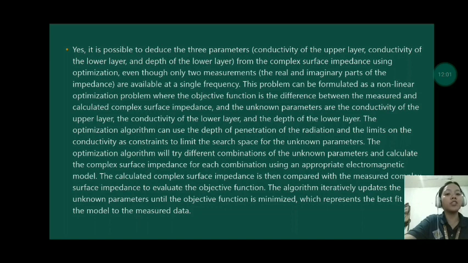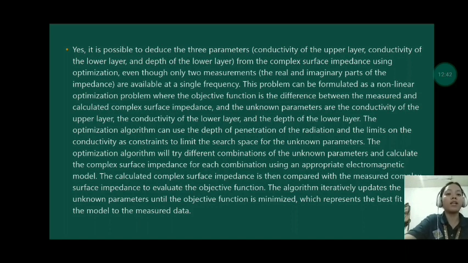The optimization algorithm will try different combinations of the unknown parameters and calculate the complex surface impedance for each combination using an appropriate electromagnetic model. The calculated complex surface impedance is compared with the measured complex surface impedance to evaluate the objective function. The algorithm iteratively updates the unknown parameters until the objective function is minimized, which represents the best fit of the model to the measured data. So that is one example.